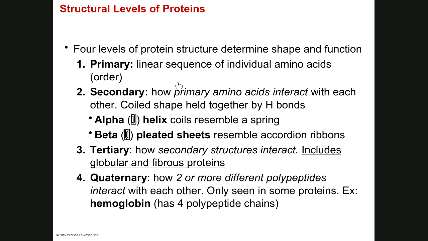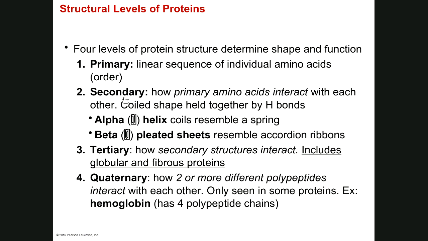So the structural levels of proteins, you've got to know these for sure, will be a question. There are 4 different levels of protein structure. Okay, so basically this is referring to the development of a protein. The protein will go through 4 different steps of existence. The first level of protein structure is referring to the linear sequence of individual amino acids, or the order of the amino acids in a long linear chain.